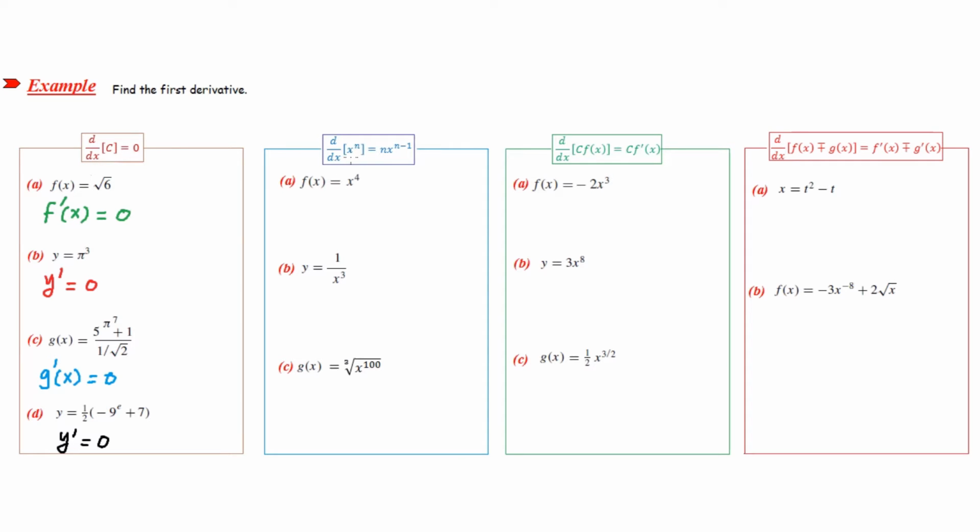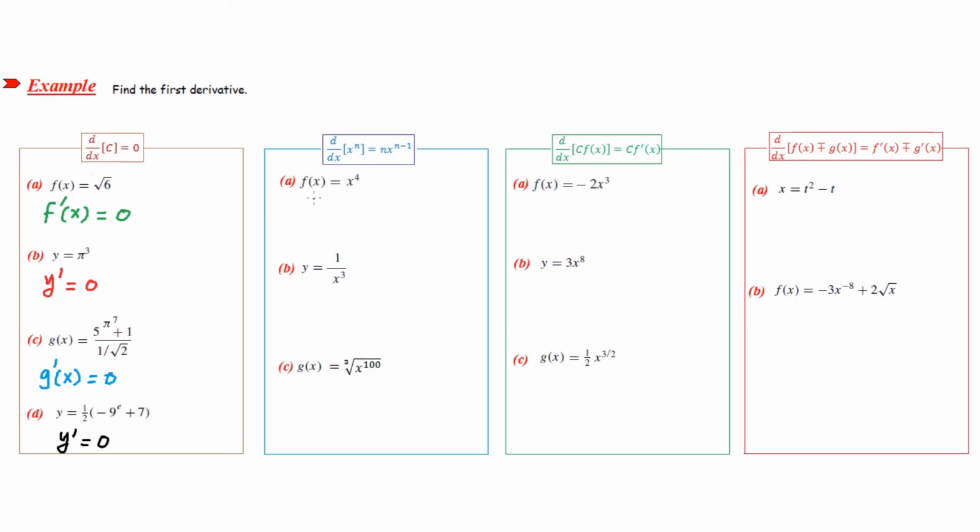The second technique: if you have x to the power n, the derivative is n multiplied by x to the power n minus 1. So you have to put the power down and subtract 1 from the power.